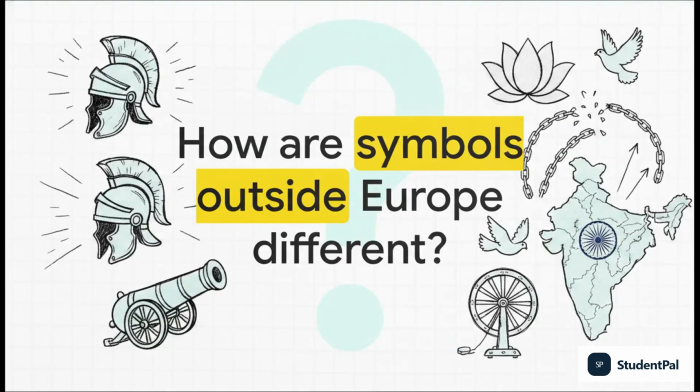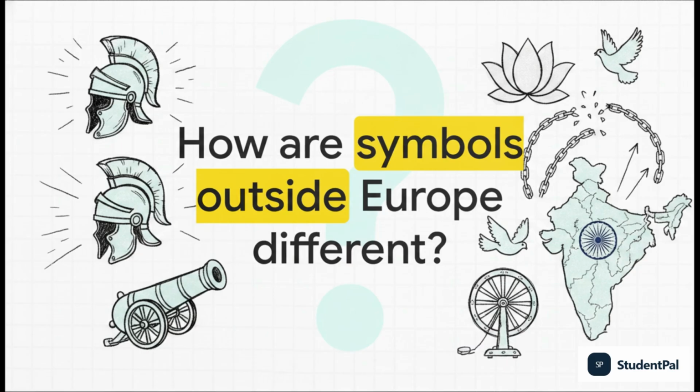To wrap things up, I want to leave you with this highly provocative textbook activity question. The text asks you to think about nationalist symbols in countries outside Europe and how they differ from the European examples we've just seen. Just think about it for a second. European nationalism eventually turned into aggressive imperialism. But outside Europe, in places like India, our nationalism was forged in direct confrontation with that imperialism.